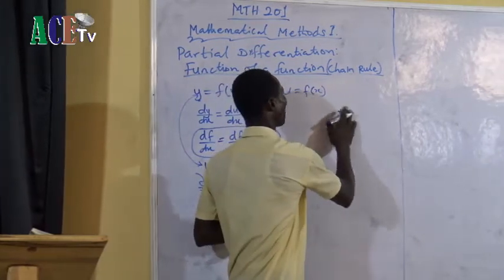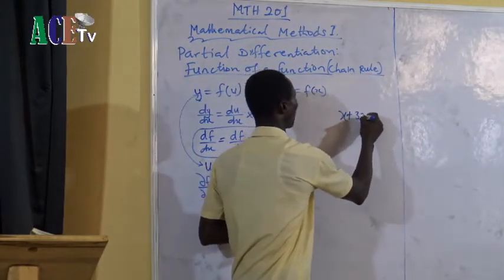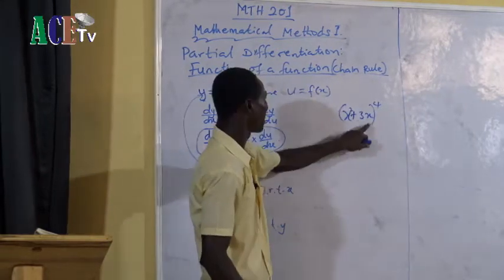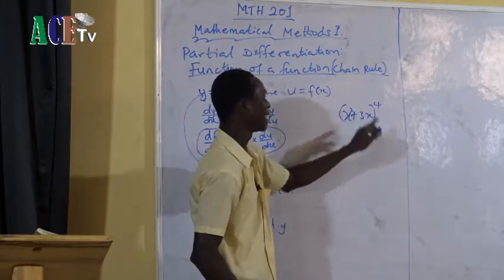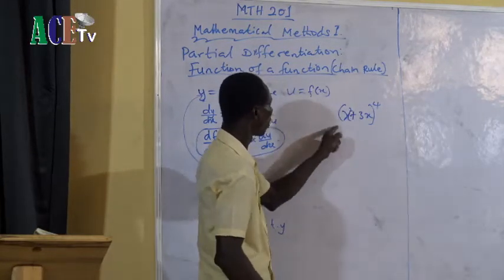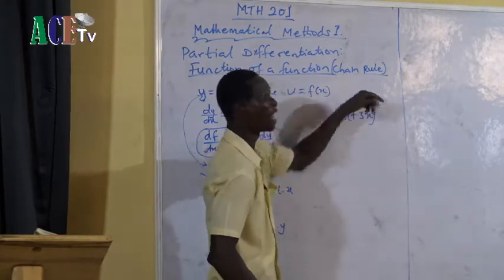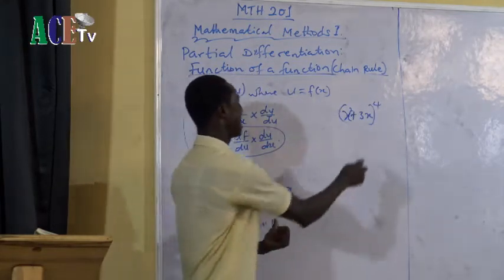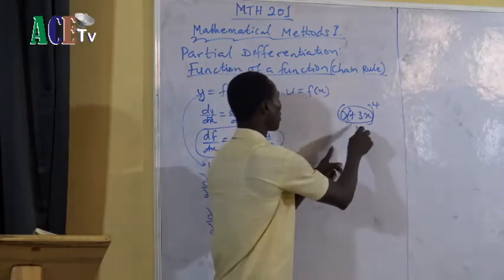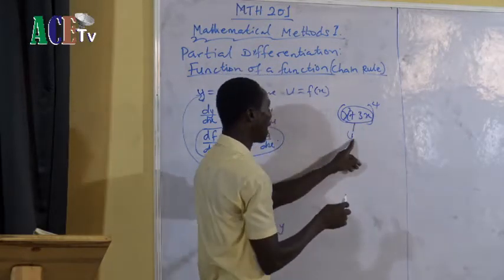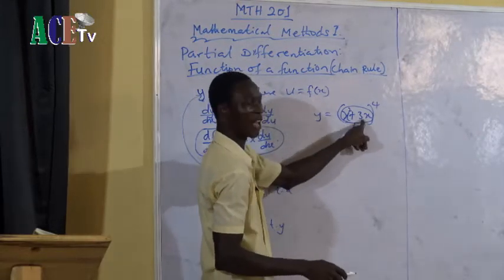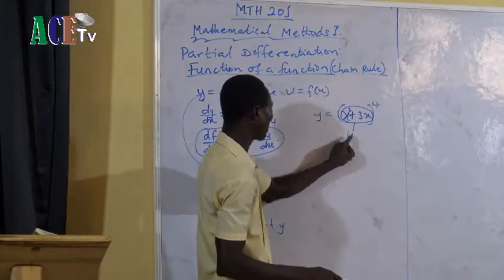For example, if I write 3x raised to power 4, this is a function inside this function. Function of a function. Then I will apply this, that is when I will change this to u. Now, if this is my u, don't forget, my u is not a function of x. Why? My y is a function of u.